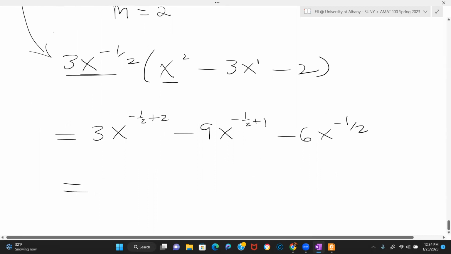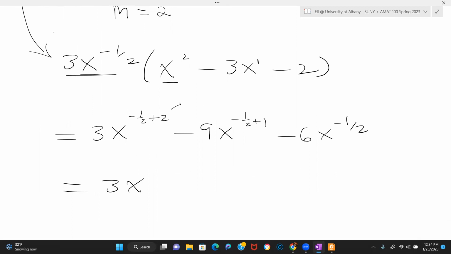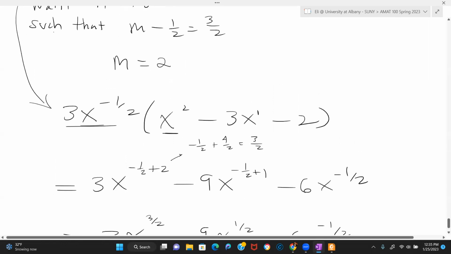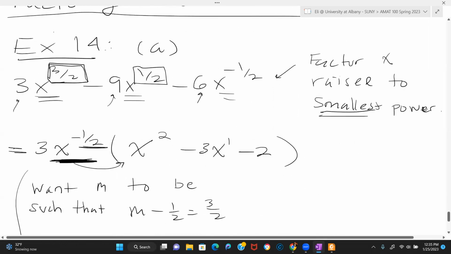Now let's simplify those powers a bit. Just on the side, just to do this really quickly, 2 can be written as 4/2. So 4/2 minus 1/2 gives you 3/2. The next one is a little bit easier. It's 1 minus 1/2, so it's going to be x to the positive 1/2. And the last term, there's not much you can do to it. And look at that, you get what you started with.